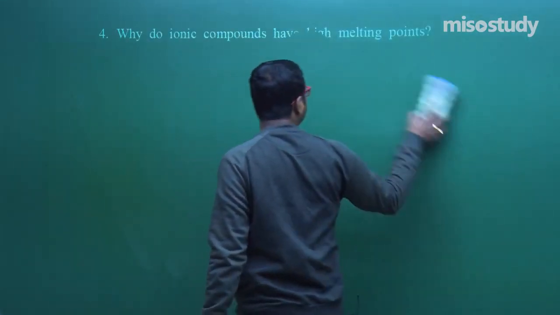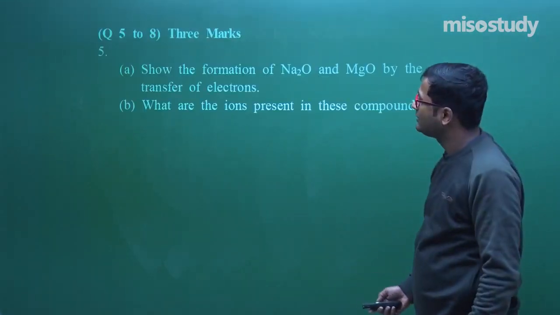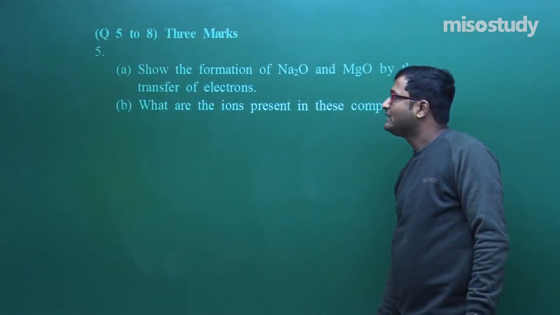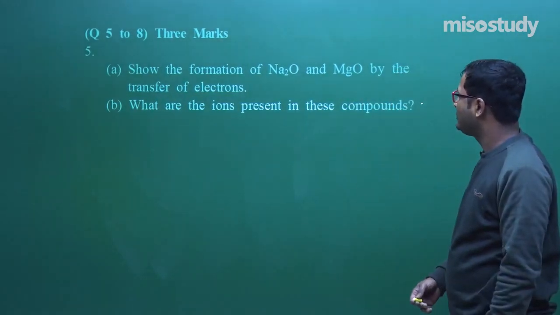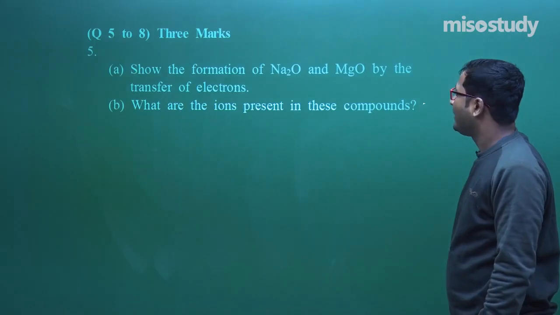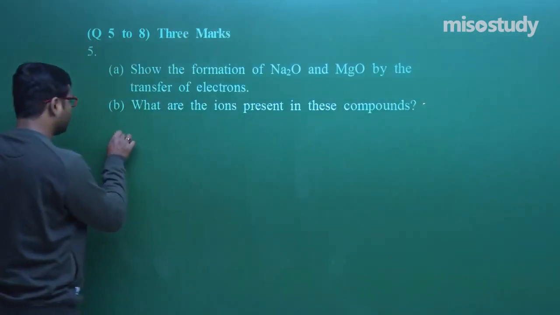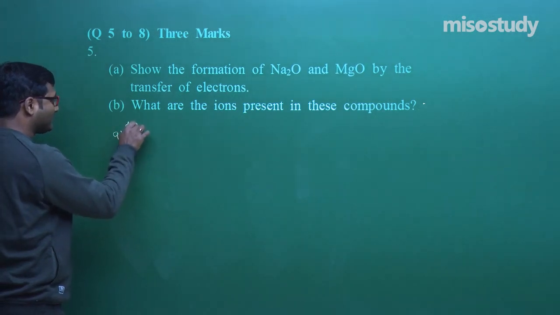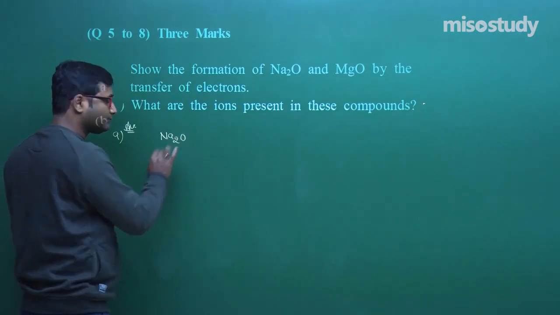Yes, sir. Now let's move to the next question. What is the next question? Question number 5. That carries 3 marks, 2 sections. So the formation of Na2O and MgO by the transfer of electrons. Clear to you? Yes, sir. This is the A part. And what is the answer? Na2O. Clear to you? Visible?